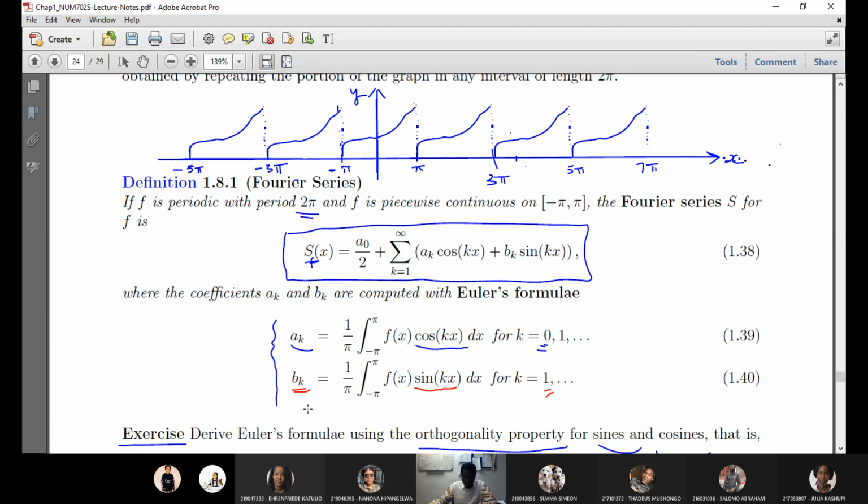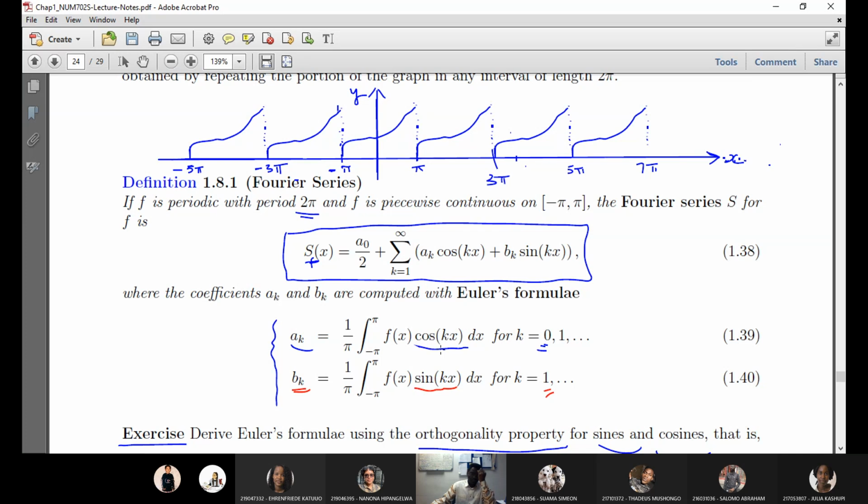Never attempt to compute b0. It does not exist. You can see from the formula: A0 exists, A1 and up to infinity. But for B, B0 does not exist. It starts only from 1 to infinity. So this formula is only true for k equals 0, 1, 2, up to infinity, but for bk, k starts from 1. So these remarks are very important for you to remember, not to memorize, but to remember. Okay.